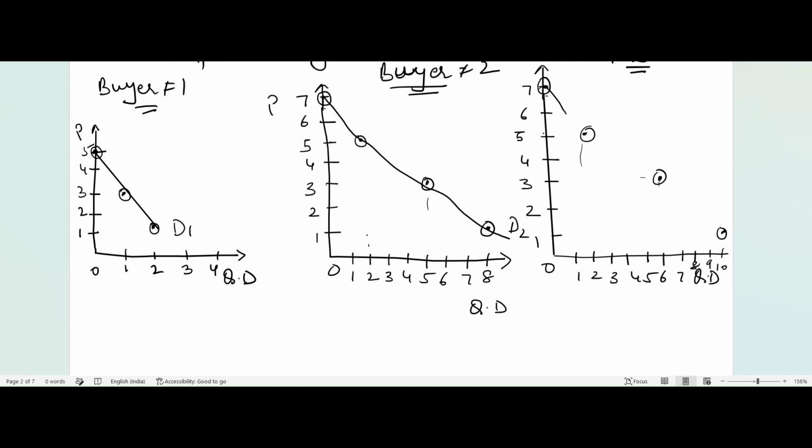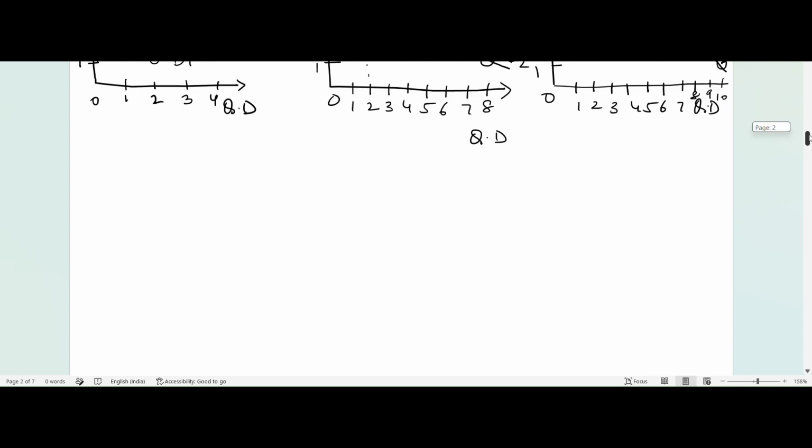Joining all these points, it has to be a straight line, right? We get the market demand curve. That's your market demand curve. That's how you actually deduce a market demand curve from all the individual demand curves graphically: horizontal summation.